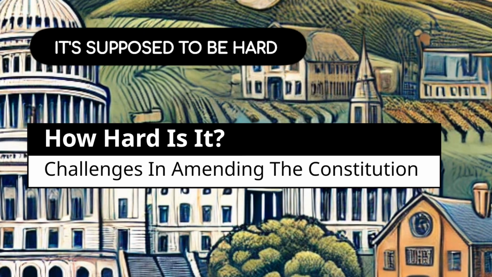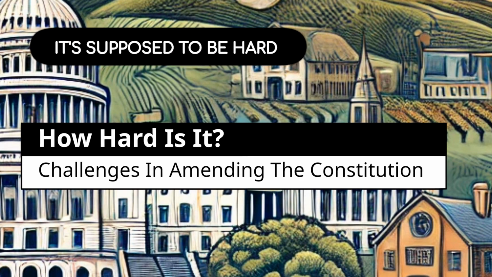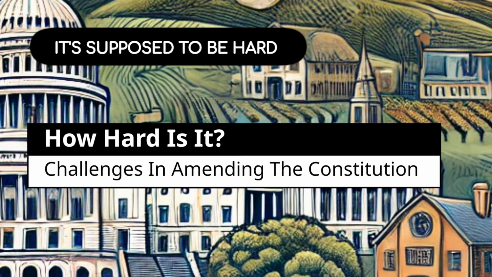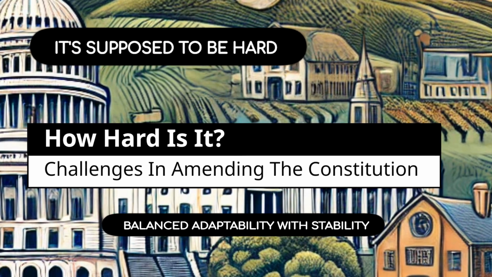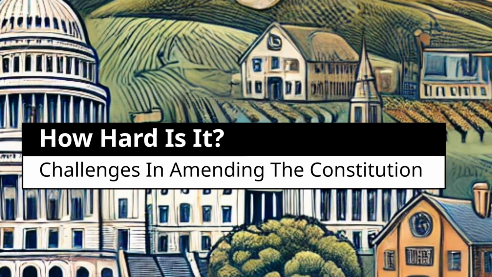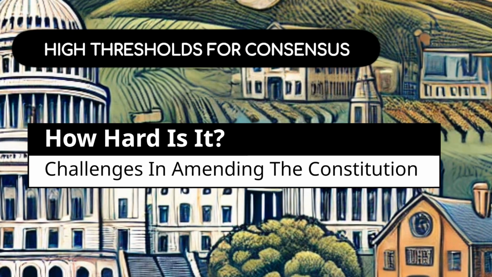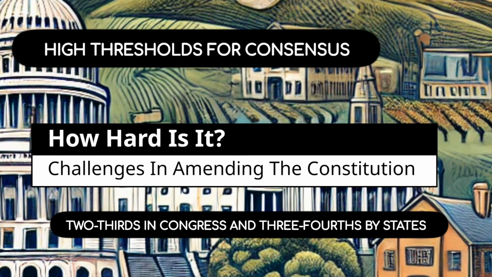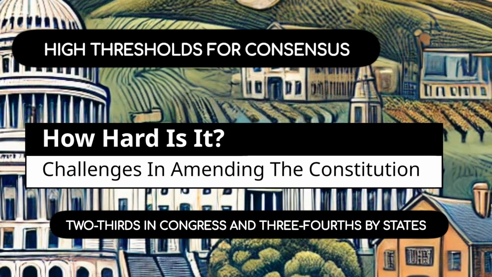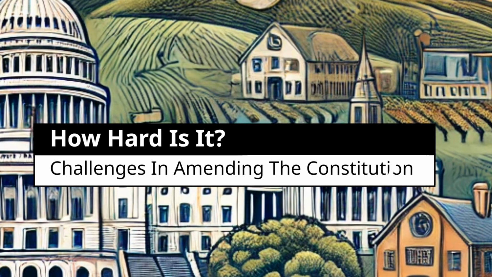Challenges in amending the Constitution. The difficulty of amending the Constitution is intentional. The framers of the Constitution wanted to create a process that balanced adaptability with stability, preventing hasty or poorly considered changes. High thresholds for consensus. The two-thirds majority in Congress and three-fourths approval by states ensure that amendments reflect broad national agreement.